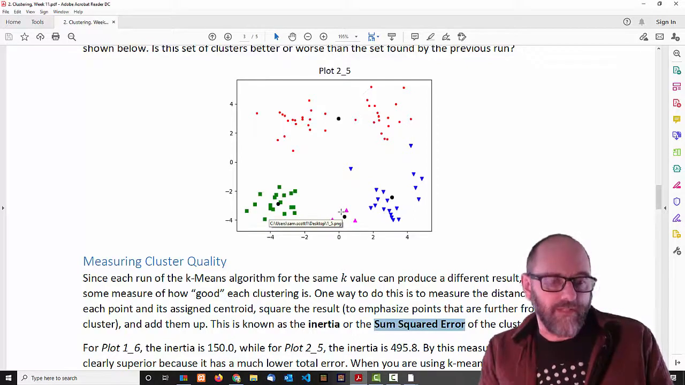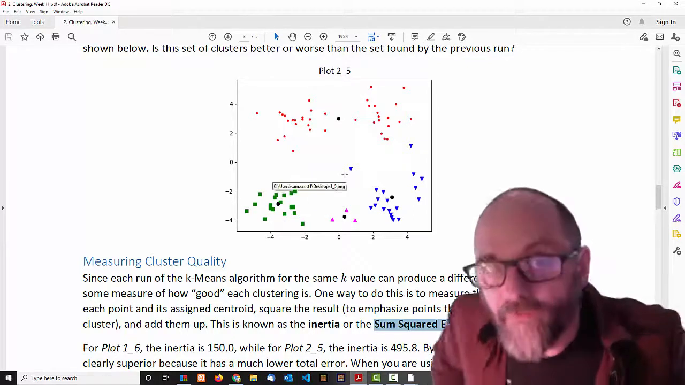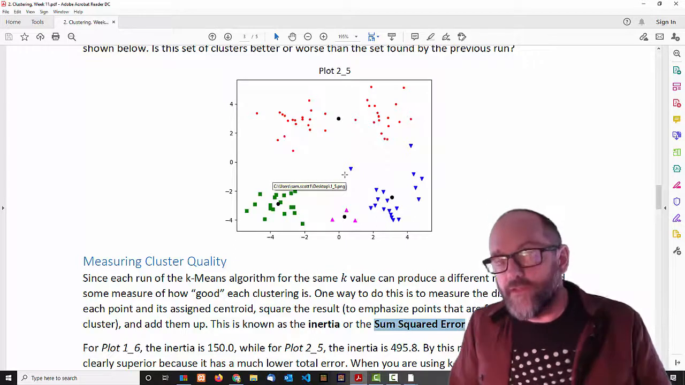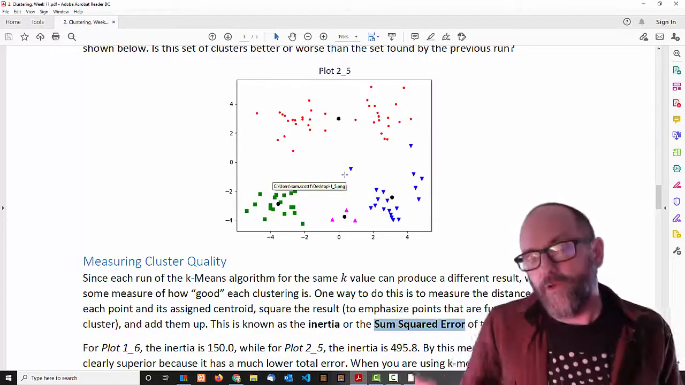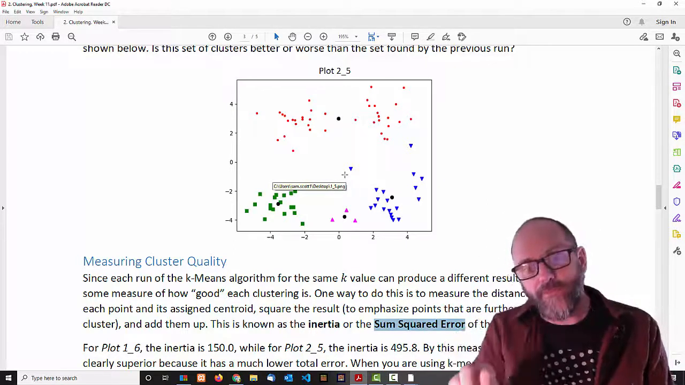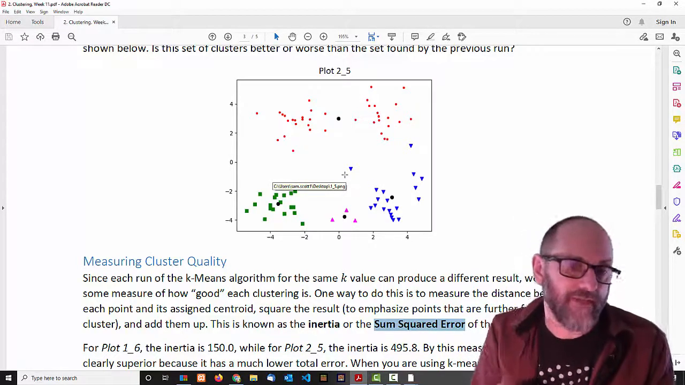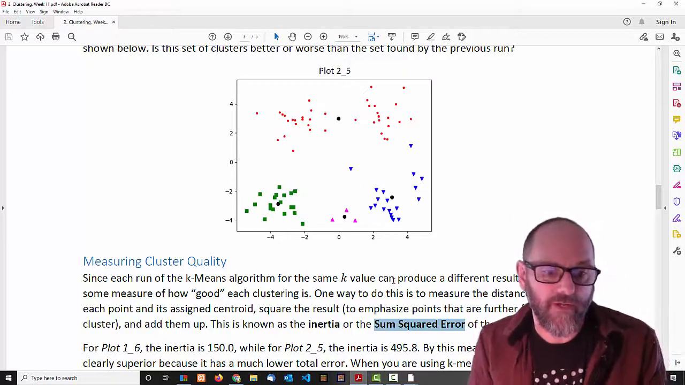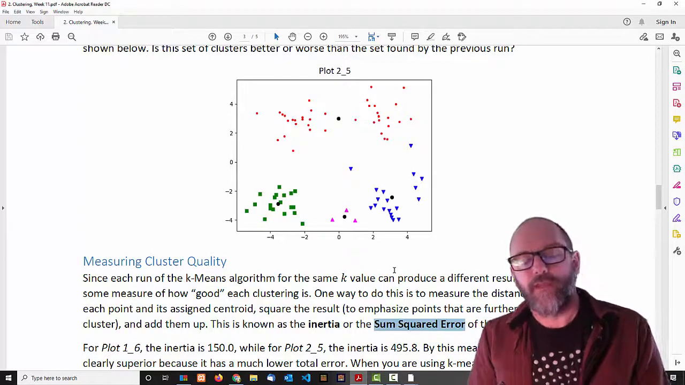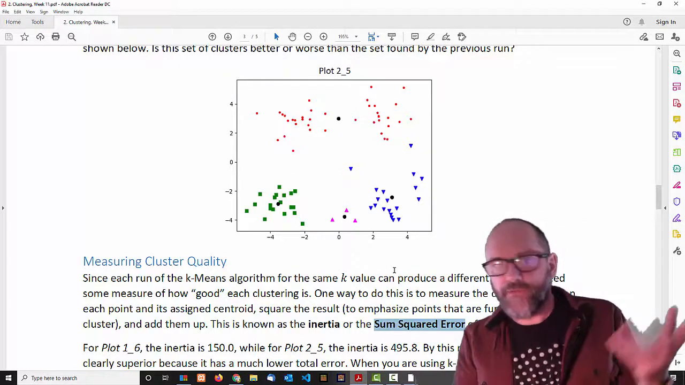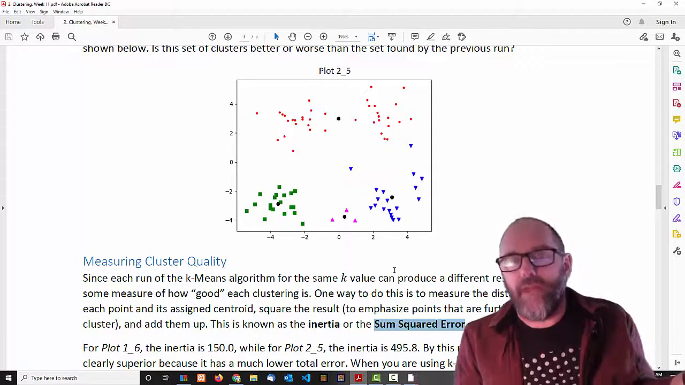That number on its own doesn't mean a whole lot, but when we do multiple runs of k-means and we compare all of those numbers together, we can use that number to find the best solution of all the clusterings that we tried. Okay, so say you do this and you end up with a sum squared error of 1,000. Is that bad or is that good?